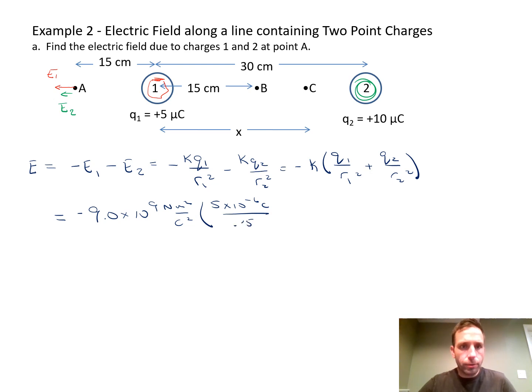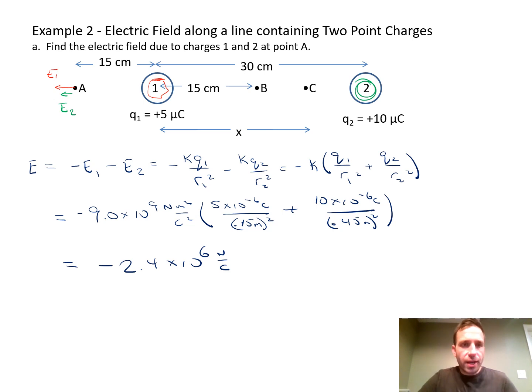The 5 microcoulomb charge is 15 centimeters away, so I'll make that 0.15 meters. And the 10 microcoulomb charge is 45 centimeters away, so 0.45 meters. Plug this into the calculator, you'll get negative 2.4 times 10 to the 6 newtons per coulomb. We decided to make left to be negative, but I don't think that's necessarily a rule you have to follow, so it's probably best if we make it clear to everyone that this is 2.4 times 10 to the 6 newtons per coulomb to the left.